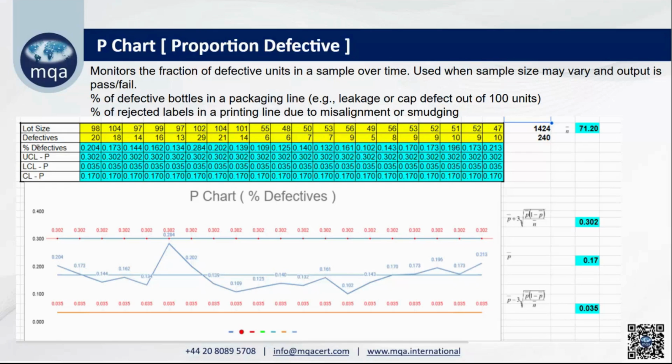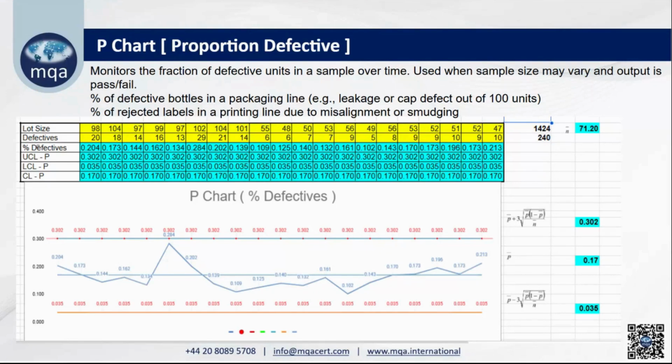Yes. So this is a P chart example. P chart is proportion. What is proportion? Percentage defective. Here we have defective samples. Defectives means number of defectives, number of rejected, and lot size. So out of 98, we got 20 rejected. So the percentage is 0.20. Okay.